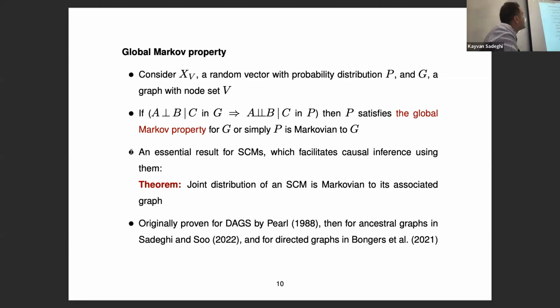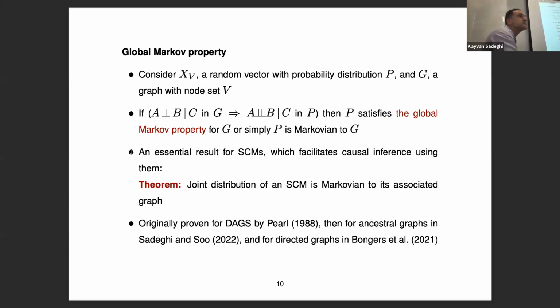So there is a theorem that says the joint distribution of an SCM is Markovian to its associated graph. And this is essential. Basically, what we're trying to do is build our theory such that a similar theorem holds. So we make a graph, we have some distributions that I define, I make the graph based on that, and we have axioms such that this holds.